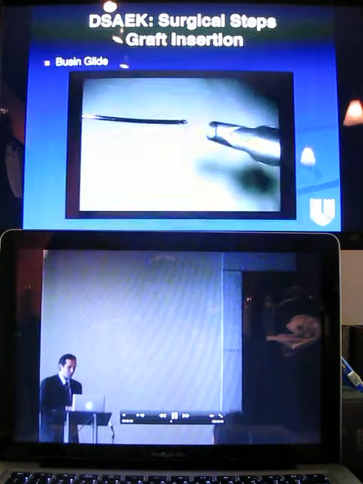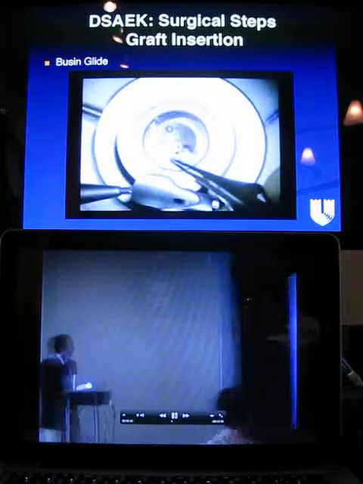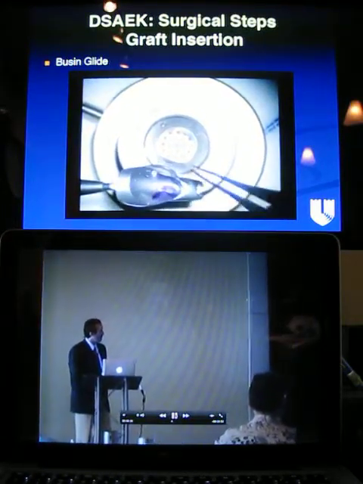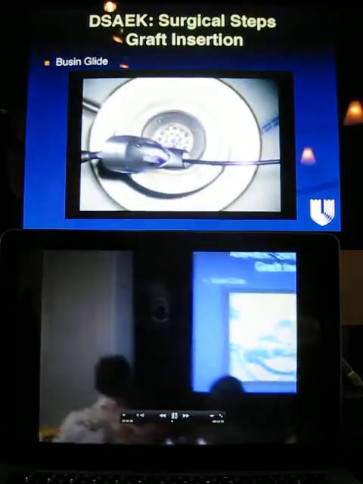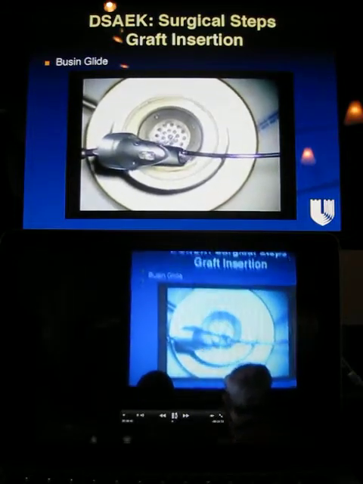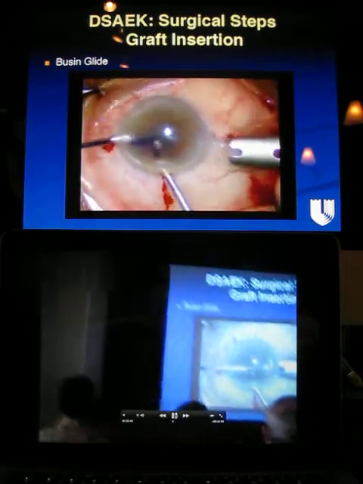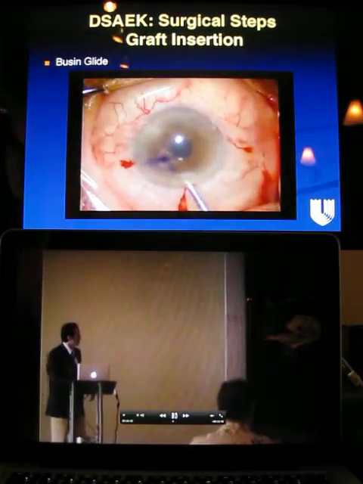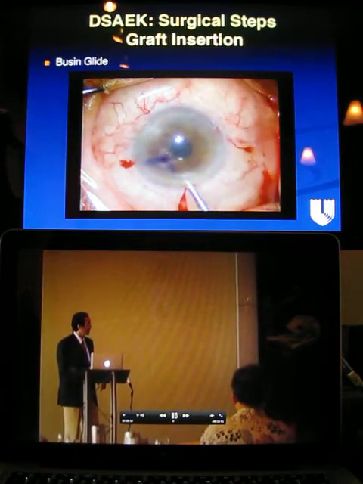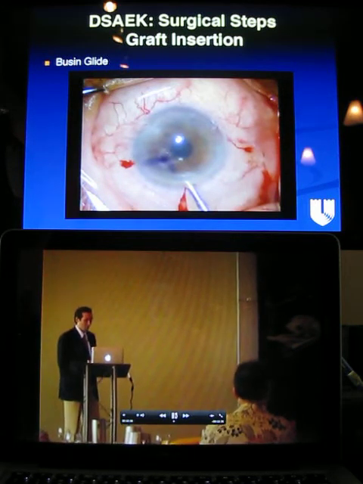Other forms of insertion that have been described include this method using a Busin glide. Here you see the posterior donor lenticule being placed on the Busin glide endothelial side up with Healon placed on the endothelium. We then advance that tissue into the glide, turn the glide upside down, bring it up to the 4mm incision, and go across the anterior chamber, grasp the tissue, and insert it atraumatically again within the anterior chamber. Here we see an anterior chamber maintainer keeping that anterior chamber depth.